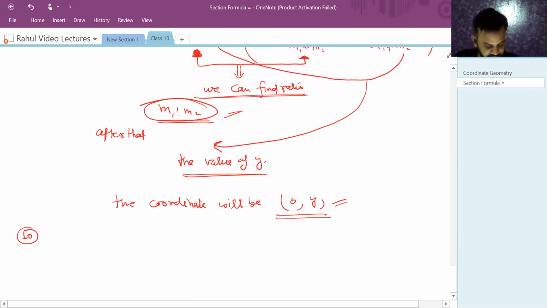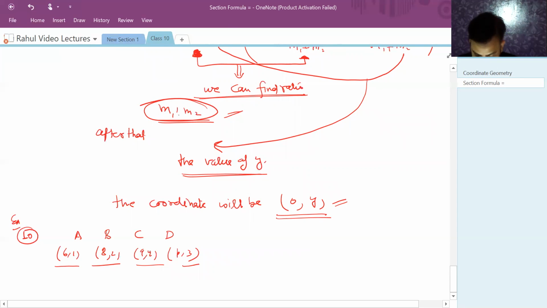Question number 10. Example number 10, we can say if the points A, B, C are the vertices of a parallelogram taken in order, find the value of P. So you know that A, B, C, D are the points, and A is (6, 1), B is (8, 2), C is (9, 4), and D is (P, 3).